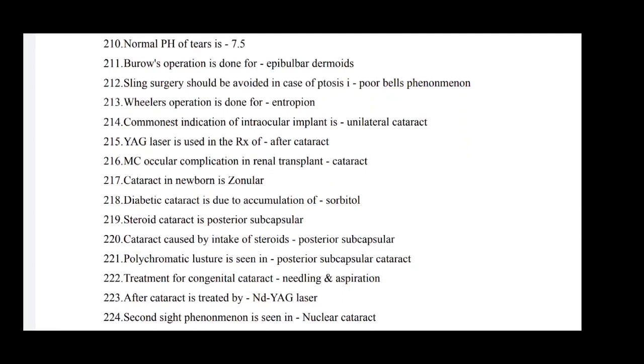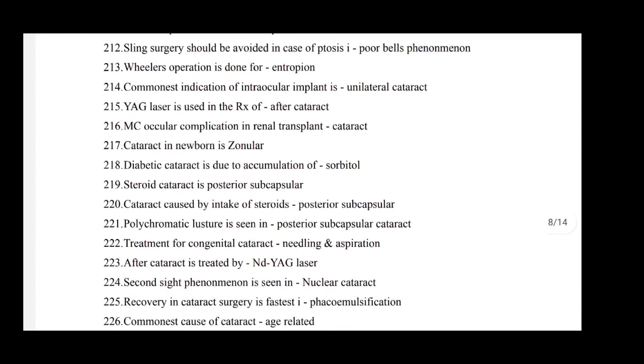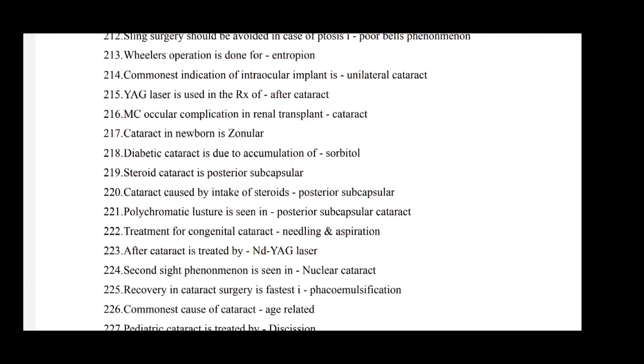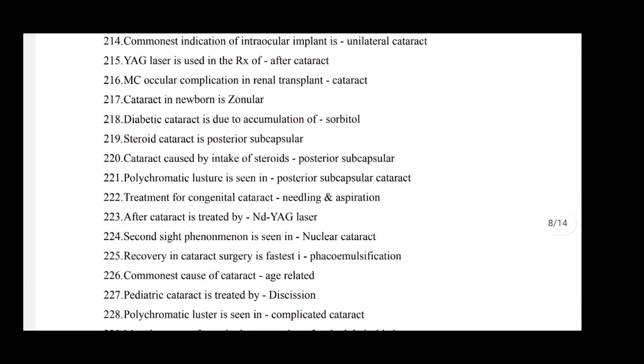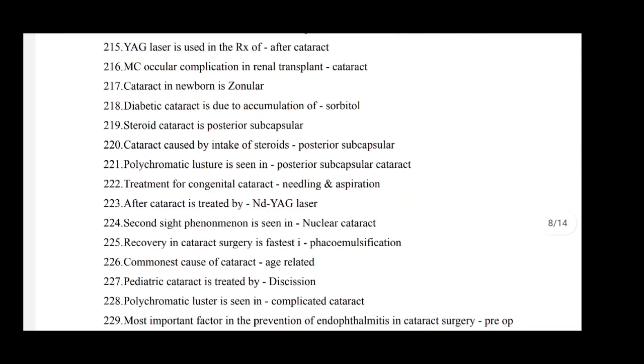Sling surgery should be avoided in a case of ptosis with poor Bell's phenomenon. Wheeler's operation is done for entropion. Commonest indication of intraocular implant is unilateral cataract. YAG laser is used in the treatment of after-cataract. Most common ocular complication in renal transplant is cataract.